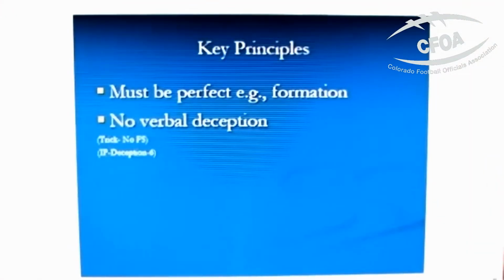Okay, so these are what I think are the key principles. It's commonly accepted at the upper levels that if a team is going to run a trick play, they have to be perfect. And they're primarily talking about the formation. They get no slack when they're trying to trick the defense, and they do anything whatsoever that is questionable. The second principle is not specifically spelled out in the rule book, but there cannot be any verbal deception.